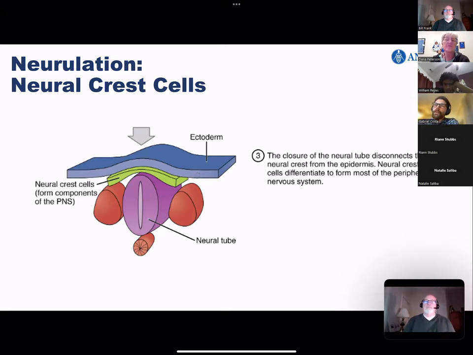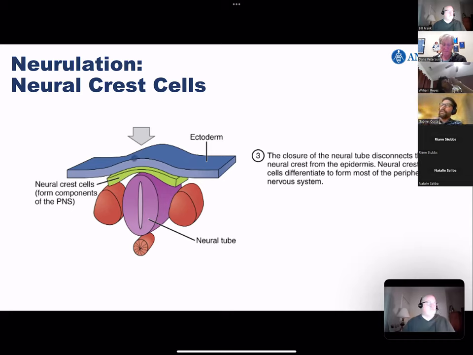And during the process of that convergence that we looked at, the green layer, those neural crest cells, get pinched off from the developing neural tube and then are also pinched off from the ectoderm, which becomes continuous across the top. They are then left with this other layer that's between those two.